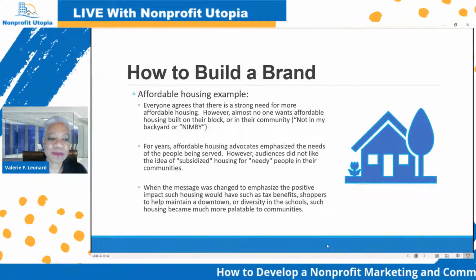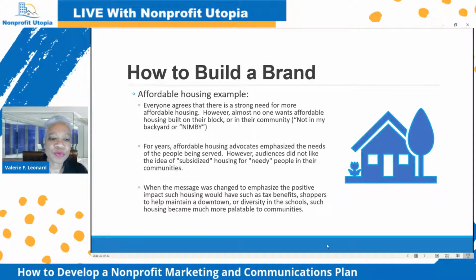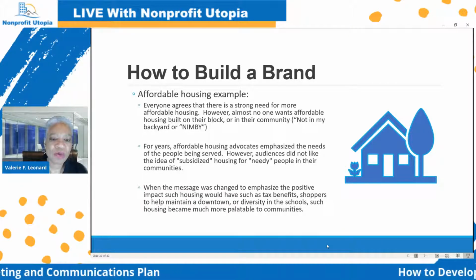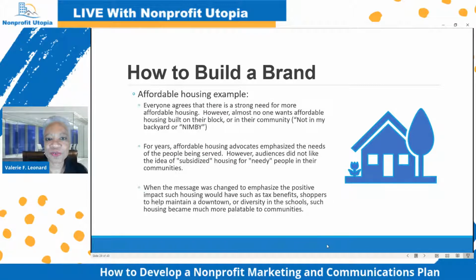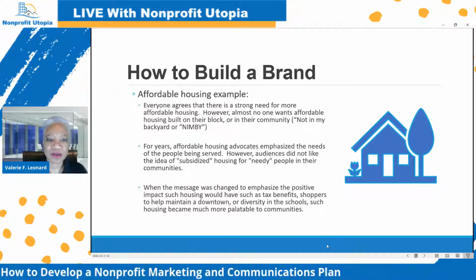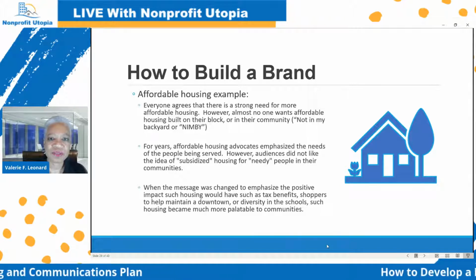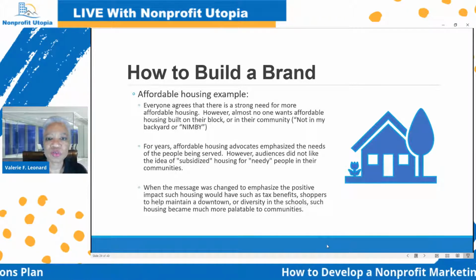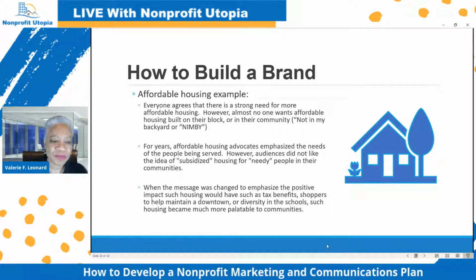Okay, so here's an example for affordable housing. Everybody agrees that there's a strong need for more affordable housing. However, almost nobody wants affordable housing built on their block. We've all heard of Not in My Backyard, or NIMBY. Even in some low-income communities, people don't want affordable housing in their communities.